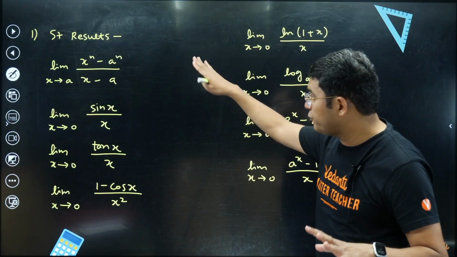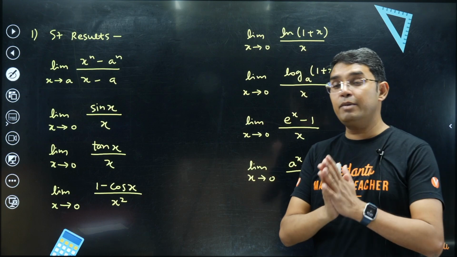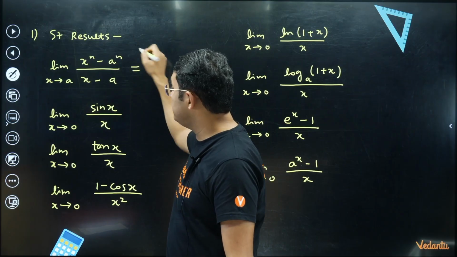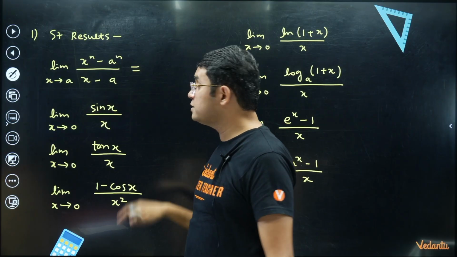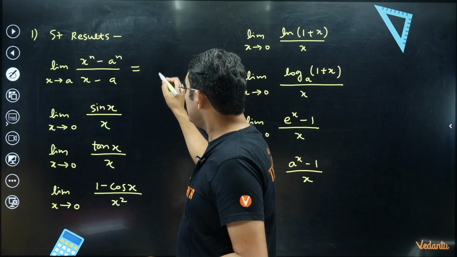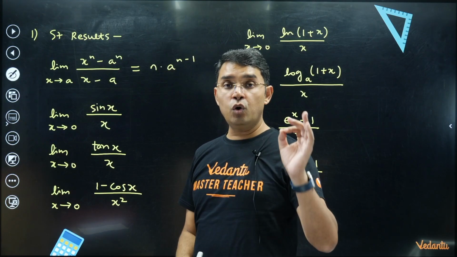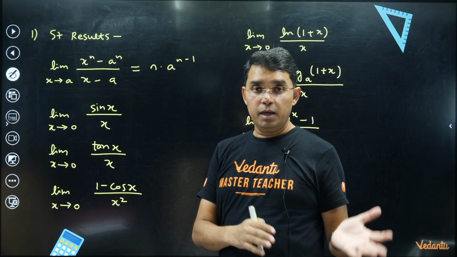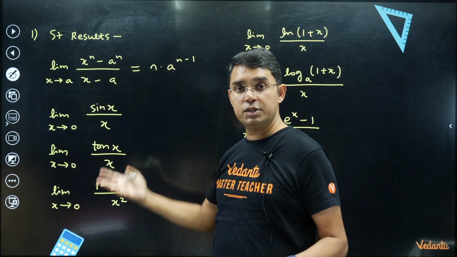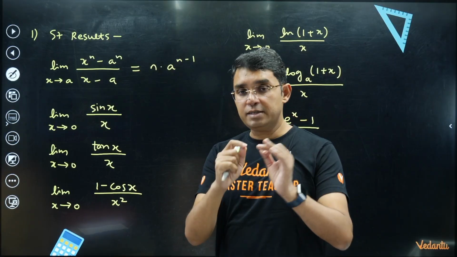Dear students, these are 8 results that I recommend everybody must know. The first one is (x^n minus a^n) upon (x minus a) when x is tending to a. In this case, your limit becomes n into a^(n minus 1). Those who know the L'Hopital (LH) rule can differentiate numerator and denominator and then put x equal to a. That is also fine, but whatever way you remember it, you must remember it.